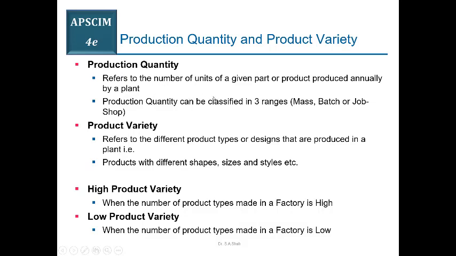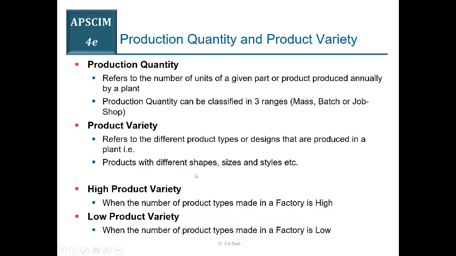सो प्रोडक्शन क्वांटिटी जो है, एज़ द नेम इम्प्लाइज़, that it refers to the number of units of a given part or product that will be produced annually by a plant. And production quantities are basically classified in these three ranges जो हमने डिस्कस किया, मास, बैच और जॉब शॉप। फिर आपके पास प्रोडक्ट वैरायटी आ जाती है। सो प्रोडक्ट वैराइटीज़ आर बेसिकली the different types of products or the different designs that will be produced within that plant.